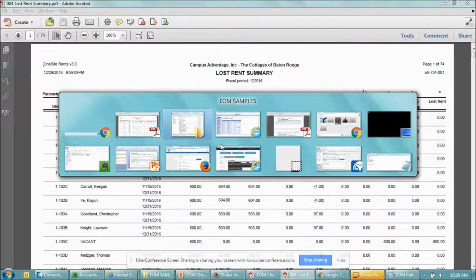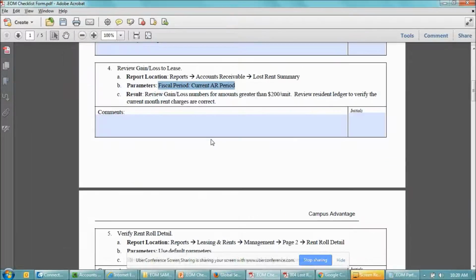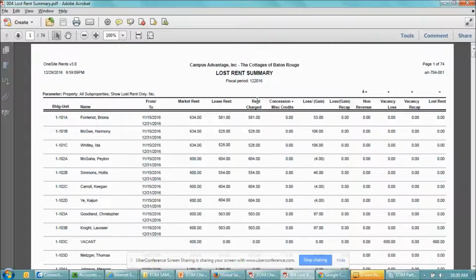All right. So once this lost rent report comes up, it is a lot of numbers and a lot of decimal places, and you're kind of like, where do I even start? With the report, you'll want to look for amounts that are greater than $200 a unit. For that, that is the loss gain column, which is this column here.